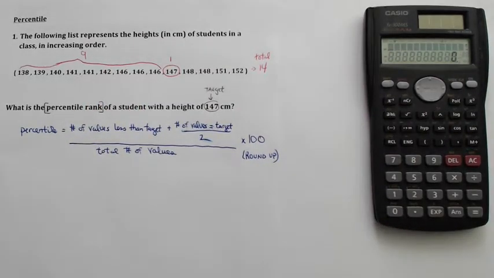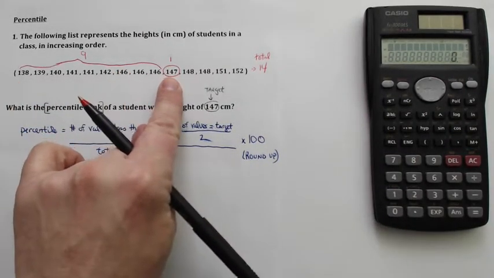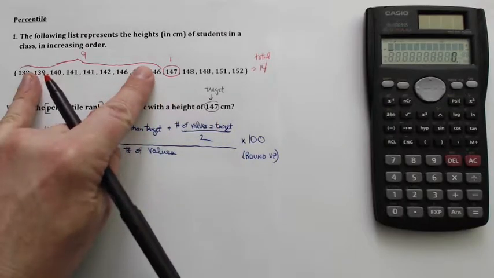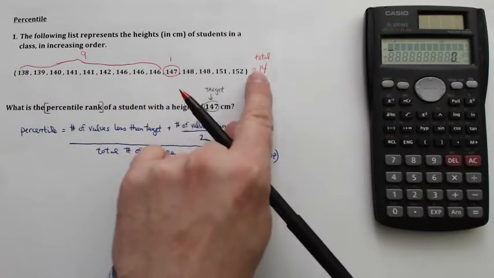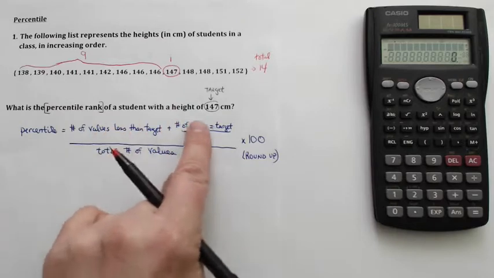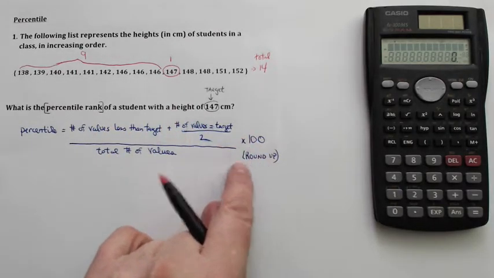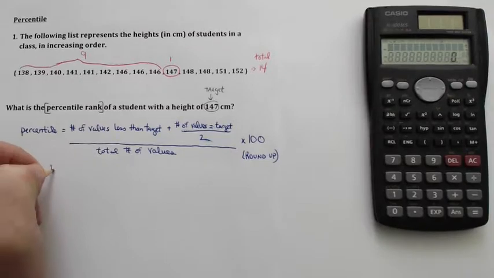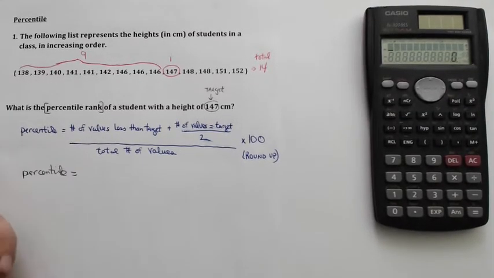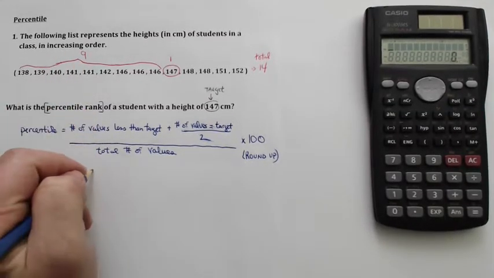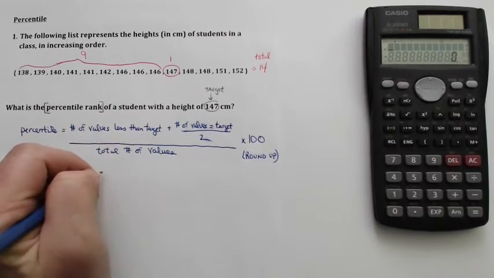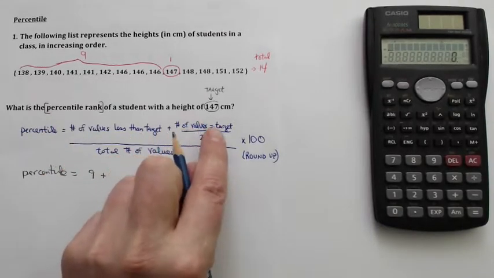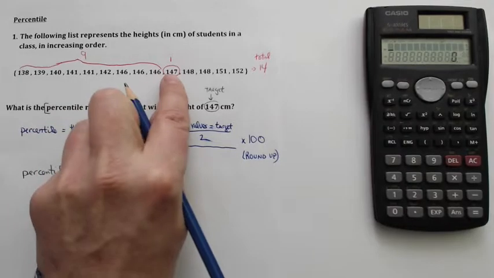So once you know those three numbers, the number equal to the target that we're being asked about, the numbers less than that, and then the total number, we're going to put those three numbers into the formula and simplify it. So this is what that would look like. Our percentile for this particular question will be equal to 9, so the number of values less, plus the number of values equal to the target. I only have one, 147.